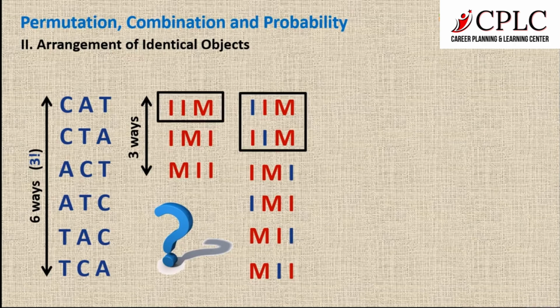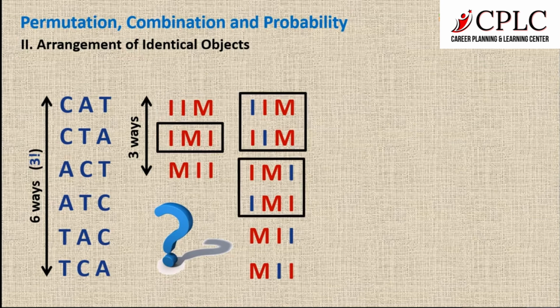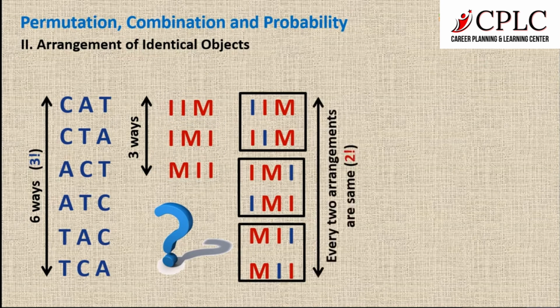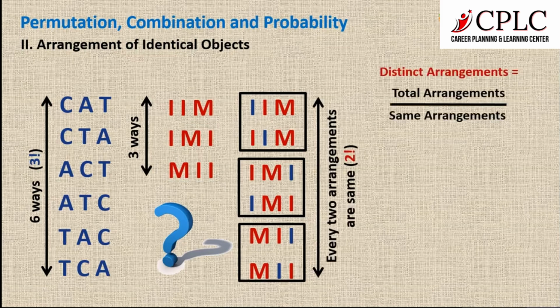So to sum up all of this, we can come up with a unique generalized formula. In case of identical objects, whenever the letters are repeated, the distinct number of arrangements can be given by a simple formula, which is total number of arrangements divided by similar arrangements. As in, whenever you have repeated letters which are identical, you can't distinguish between them.